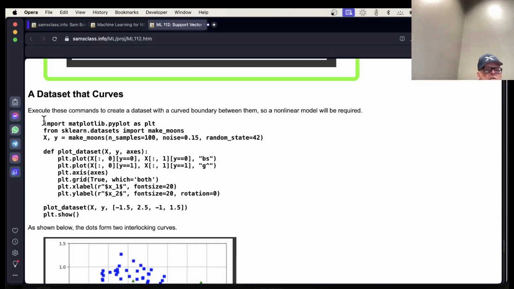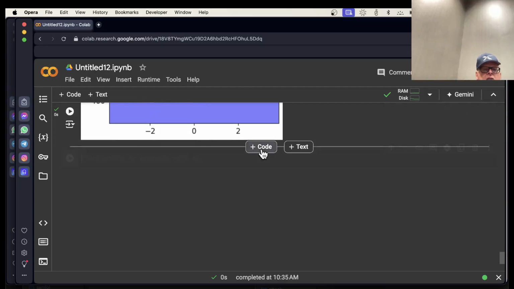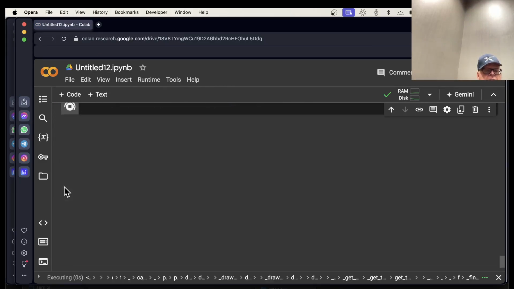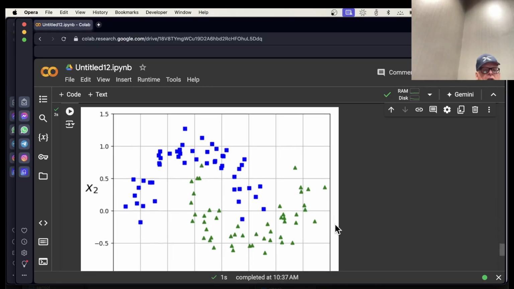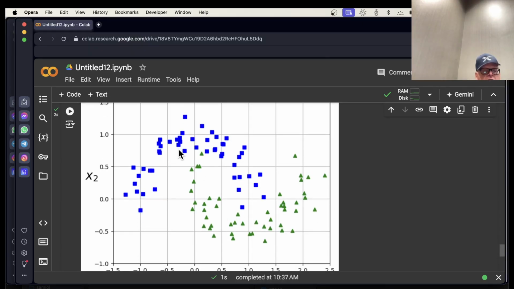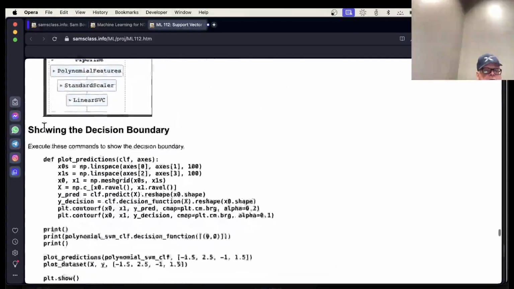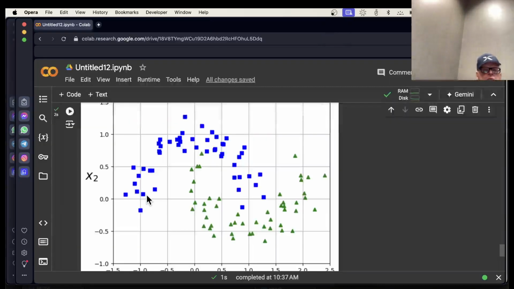But now, if you try to use a curved data set that you can't separate with a line, then you've got a different situation, and they have a library to make these so-called moons data sets for this reason. So here we got blue ones and green ones, and we're trying to tell them apart, but they're curved, so we can't do it with just a line. So you can make a model here, and it will show you the structure of your model.